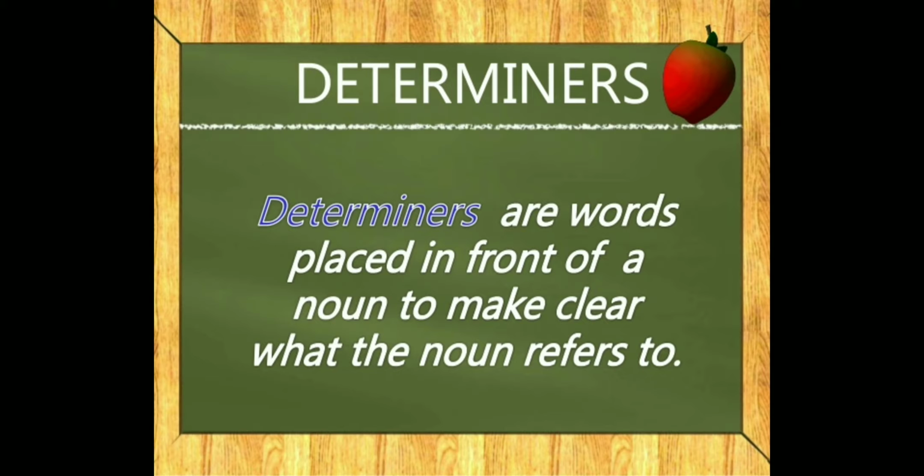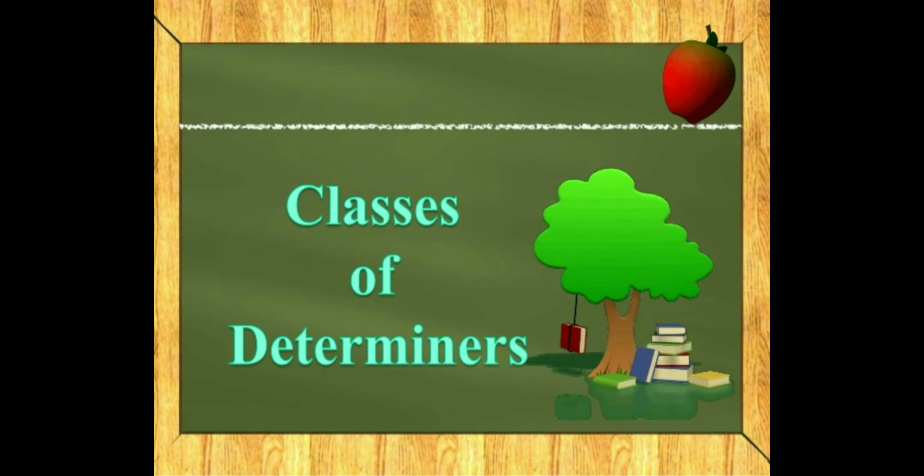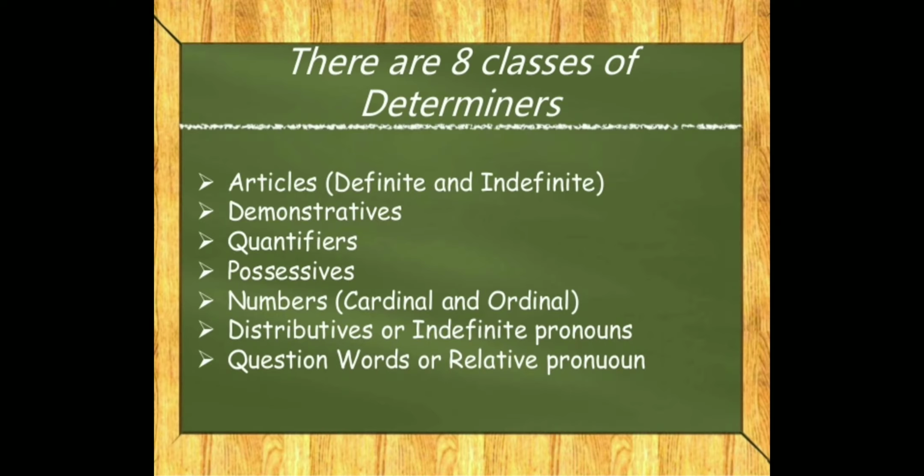So determiners are the words which are placed in front of a noun to make clear what the noun refers to. They all come at the beginning of noun phrases, and usually we cannot use more than one determiner in the same noun phrase. So there are different classes of determiners. Let's discuss articles, demonstratives, quantifiers, possessives, numbers, distributives and question words are different categories of determiners. And today we will talk about articles only.